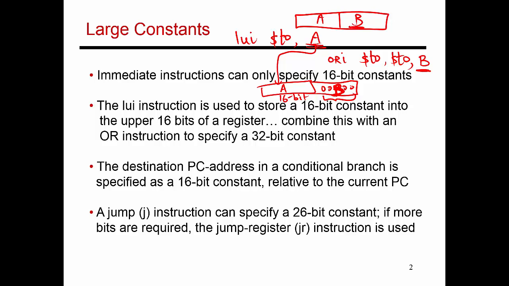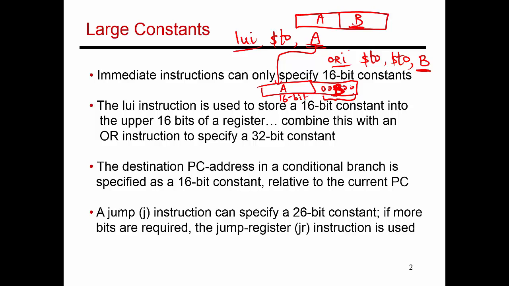I have to break up that 32-bit constant into two 16-bit constants, use load upper immediate to populate the first half of a register, and then OR that result to make sure that the second half then gets placed into that register. Then there are a few other examples where we provide immediate values.